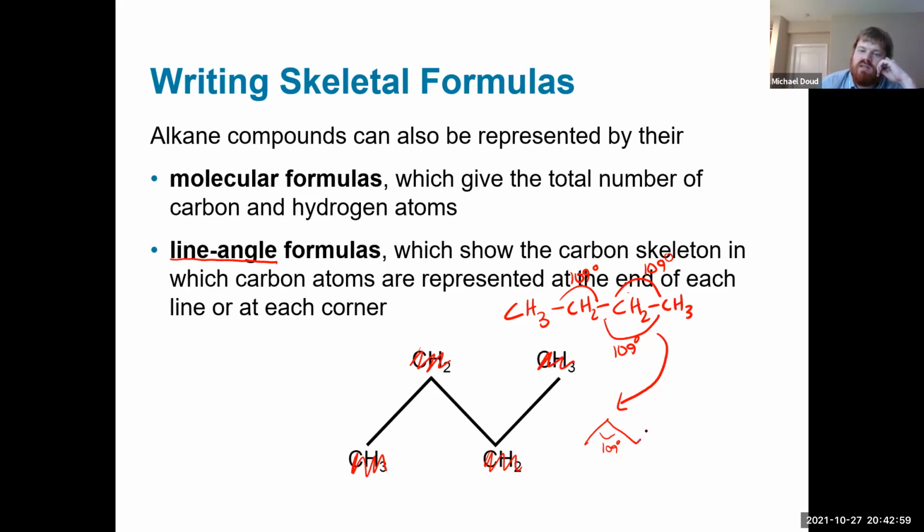And then finally, this is connected to our fourth carbon, which is not connected to any more carbons. So that's where we end our line angle formula. So again, here what we do is we only show the carbons. Okay, so we only show the carbons, and each carbon is at a corner or at the end of a line.